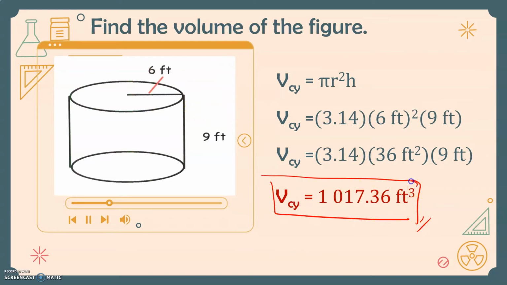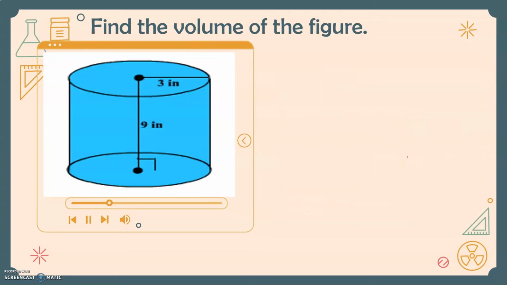And this is now the volume of this cylinder. Again, please take note of the unit of measurement. Since we're talking about volume, this should be in cubic units. Next example, we have here a cylinder with a radius of 3 inches and a height of 9 inches. Again, for us to find its volume, we will use the formula pi r squared times height.